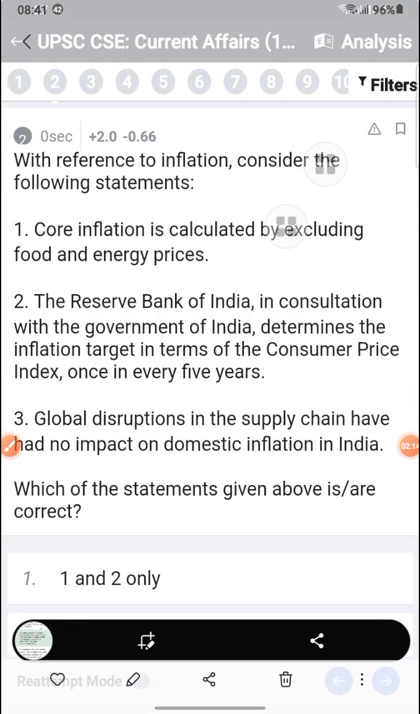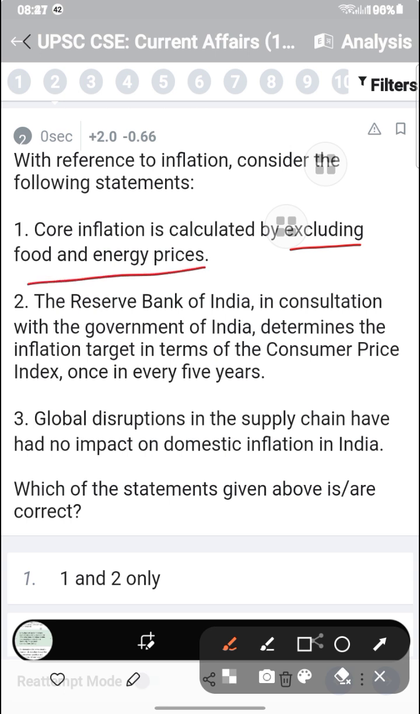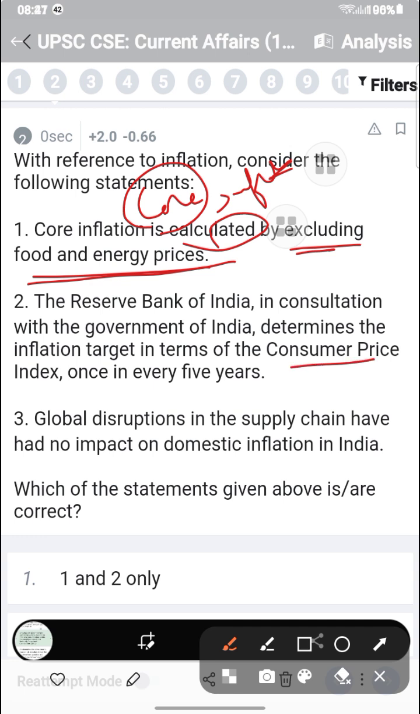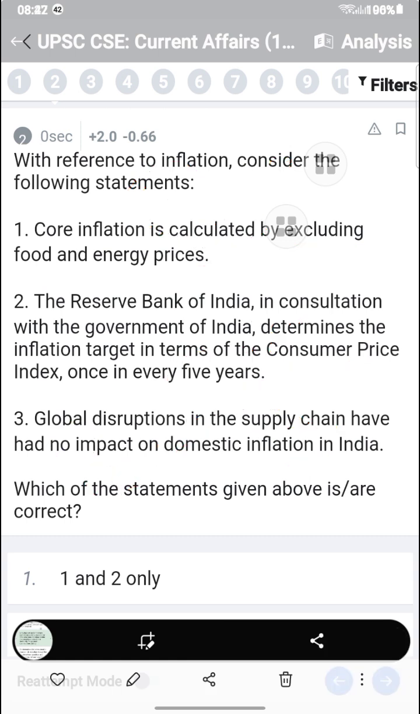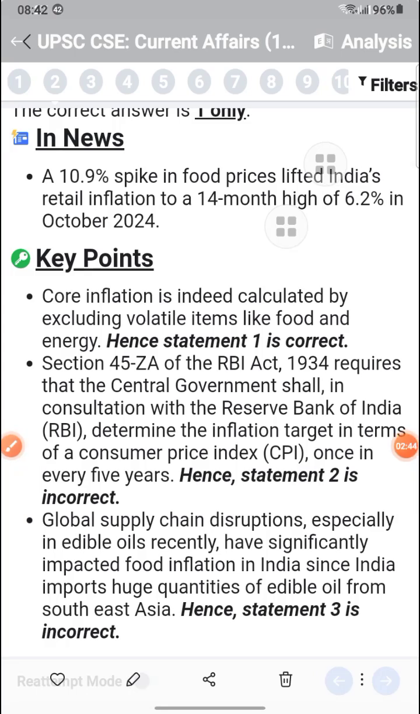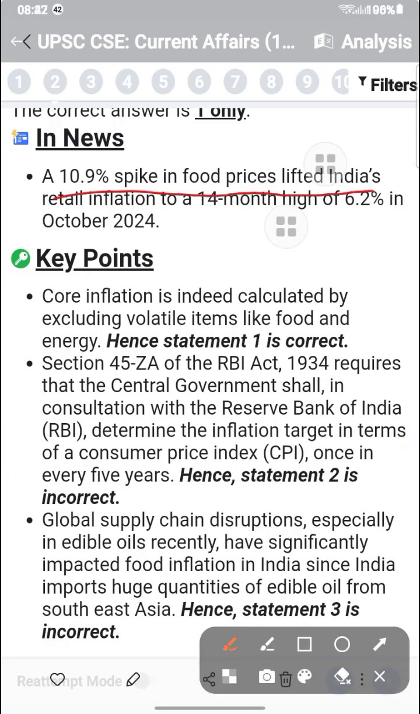Core inflation is calculated by excluding food and energy. That is true. The Reserve Bank of India, in consultation with the Government of India, determines the inflation target in terms of consumer price every 5 years. That is not true. Global disruption in supply chains has had no impact on domestic inflation. That is not true.